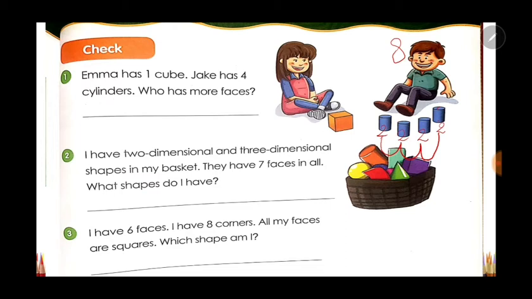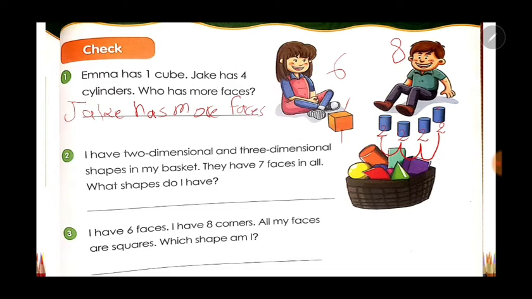Let's remember the cube. How many faces? Do you remember the song? 1 up, 1 down, 4 around. 1 up, 1 down, 4 around. So how many faces for the cube? Perfect, it's 6. So who has more faces? Amazing, Jake. So we say that Jake has more faces.